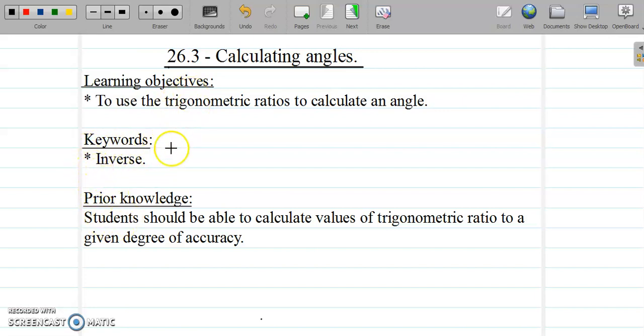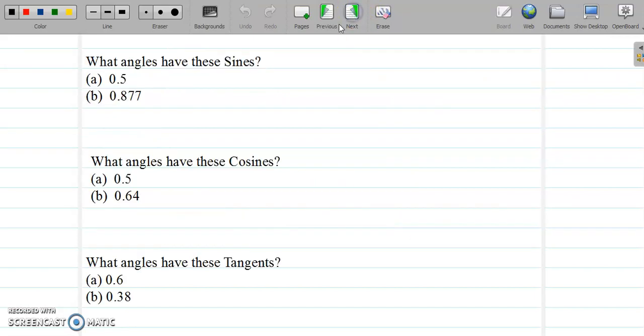But before we embark on this, students should be able to calculate values of trigonometry ratio to a given degree of accuracy. We have done that in our previous lesson, how to calculate the value of a trigonometry ratio to a given degree of accuracy. Okay, now if we are given this, we are asked to find the angles. What angles has this sine?